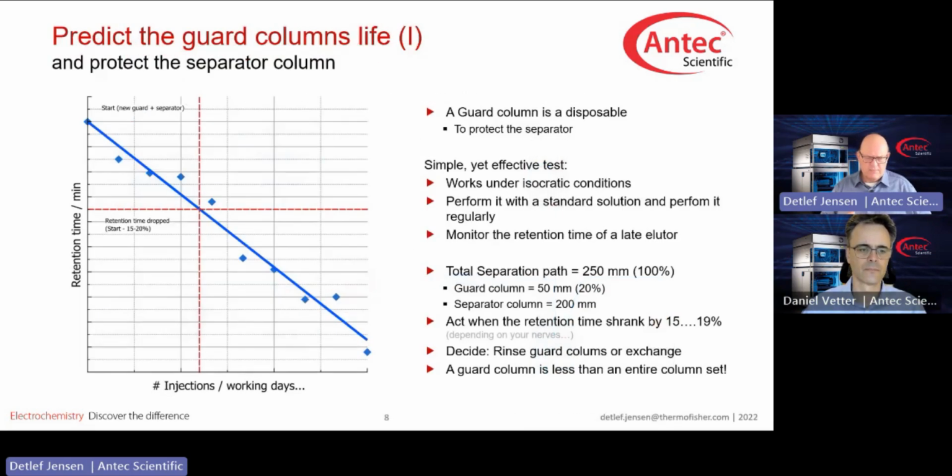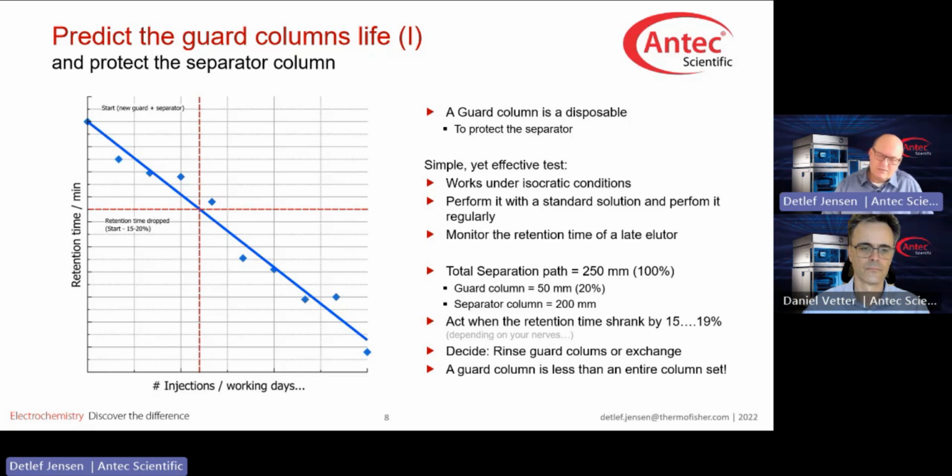Now, if you follow the retention time and plot the retention time against an ongoing number, that could be the number of injections, the number of working days, the volume of your eluent, anything that continues and that you can easily measure, you do see that the numbers are decreasing. And the limit where you have to take action is when the retention time has decreased by 15 to 20%.